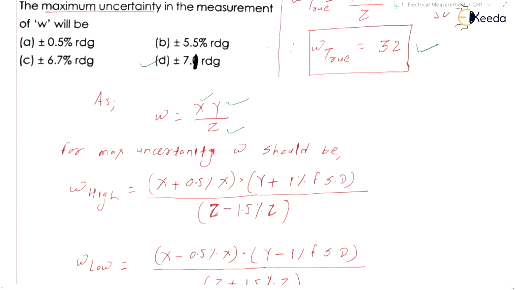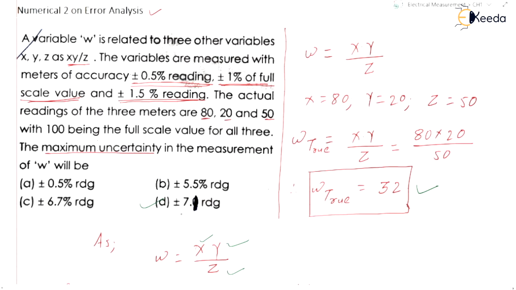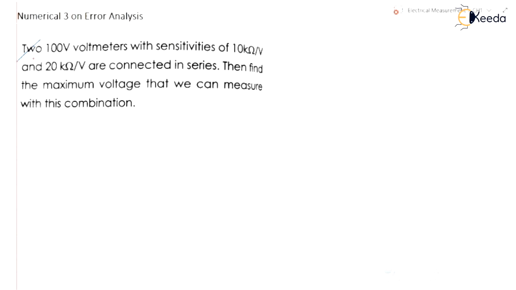Okay, and in this way we can proceed. So this is about the numerical number 2, the third numerical related to error analysis. So let us read the numerical. Two 100-volt voltmeters with sensitivities 10 kilo ohm per volt and 20 kilo ohm per volt are connected in series. Then find the maximum voltage that we can measure with this combination.